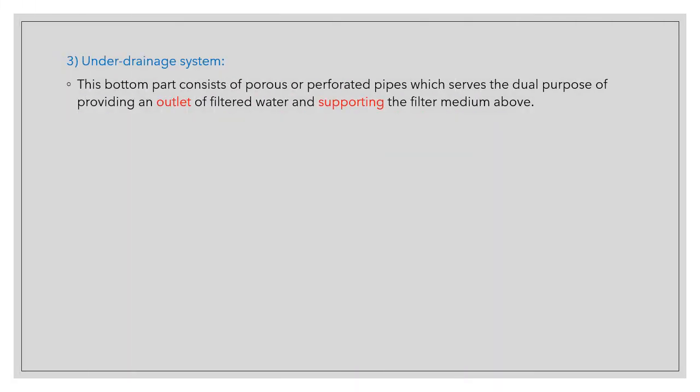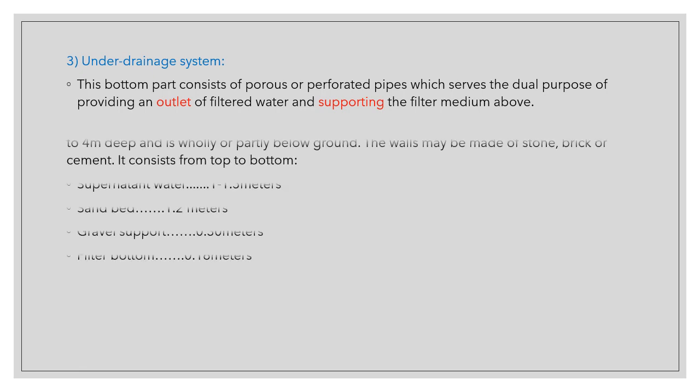Next, we have the under drainage system. The bottom part, where you saw the gravel, actually consists of porous or perforated pipes, and this serves the dual purpose of both providing an outlet for the filtered water as well as supporting the filter medium above. Now, we've talked about the supernatant water, we've talked about the sand bed, and now we're talking about the under drainage system.